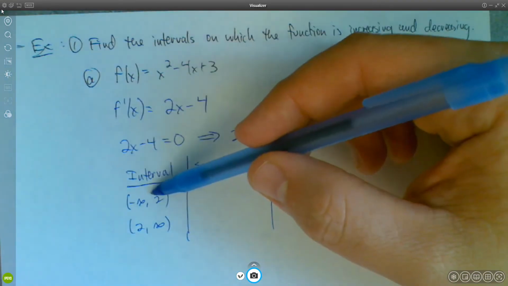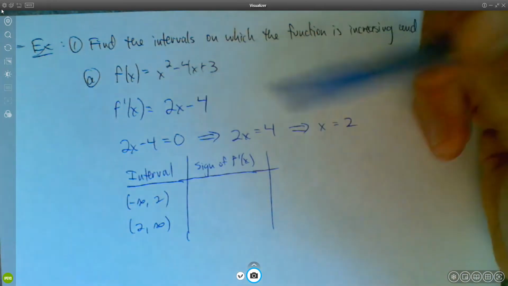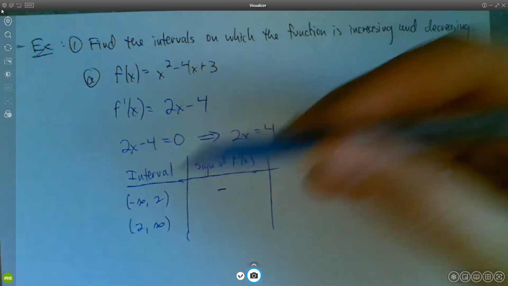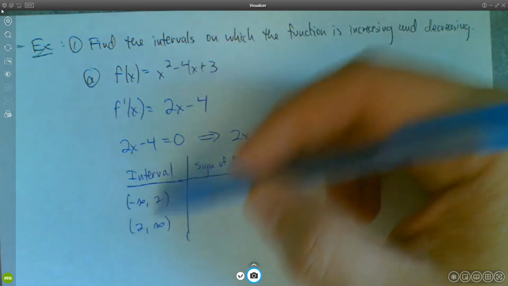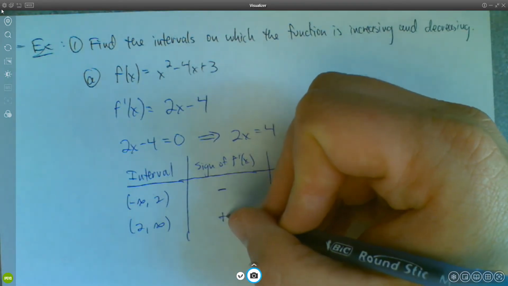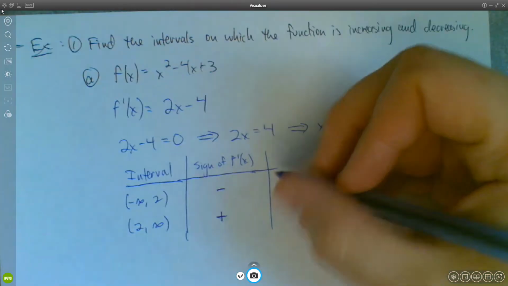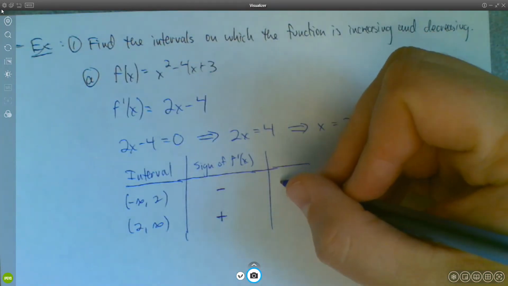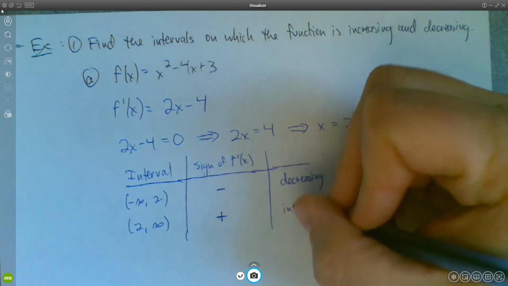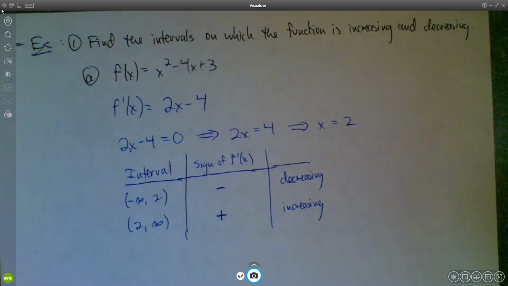If we plug in something like, say, 0 here, 2 times 0 is 0, 0 minus 4 is negative 4, so you get a negative on that interval. If you plug in something bigger than 2, like say 3, 2 times 3 is 6, and 6 minus 4 is 2. That's a positive number. Okay? So what does that tell you? That tells you that f is decreasing here and increasing here.